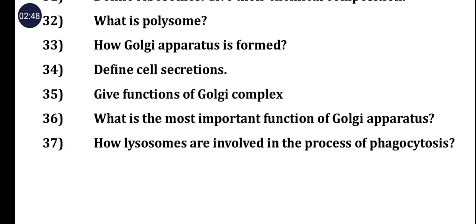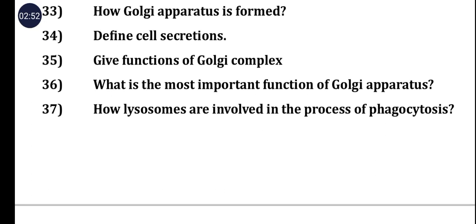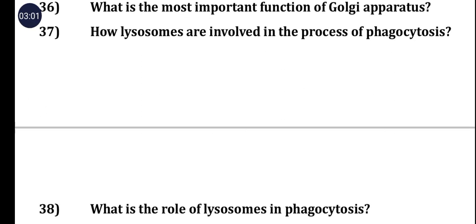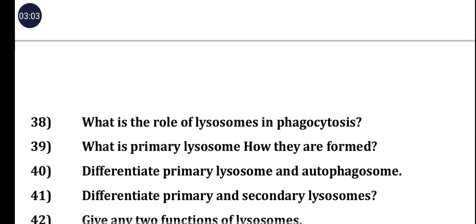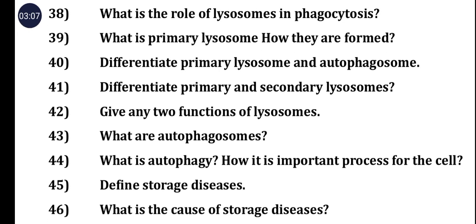33 is how Golgi apparatus is formed. 34, define cell secretions, give functions of Golgi complex. What is the most important function of Golgi apparatus? How lysosomes are involved in the process of phagocytosis. Question 38, what is the role of lysosomes in phagocytosis?